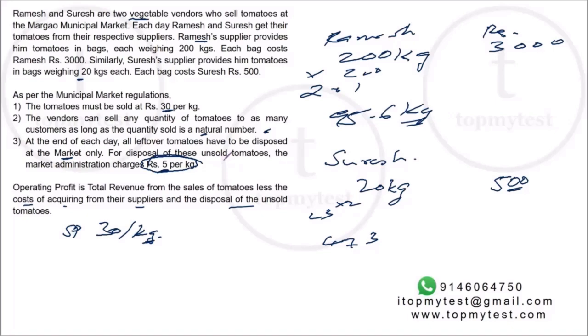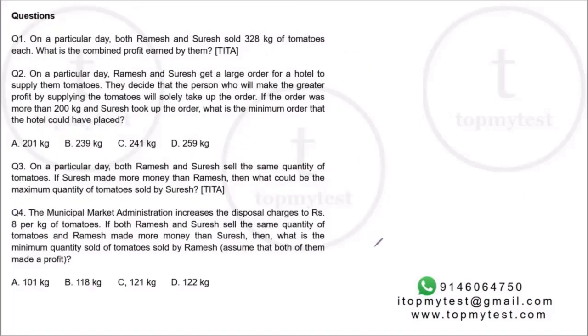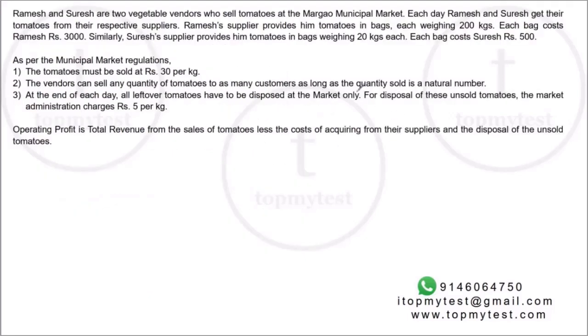Now if you look at the questions, everything asks what is the combined profit on a particular day. Additional information is given on a particular day. What is the minimum? Again, this is maximum and this is the minimum quantity. So everything has additional cases involved. So let's first figure out how the profit curve is going to look for both of them.